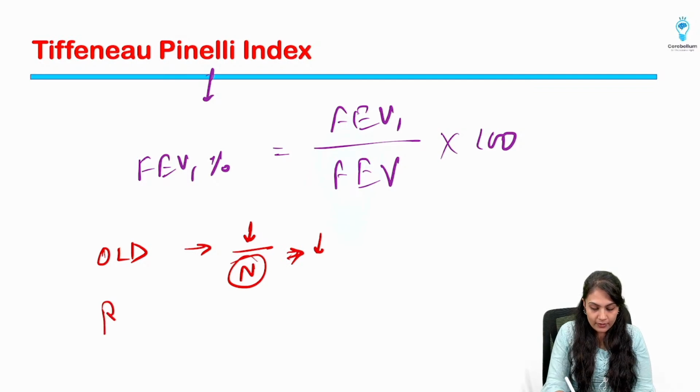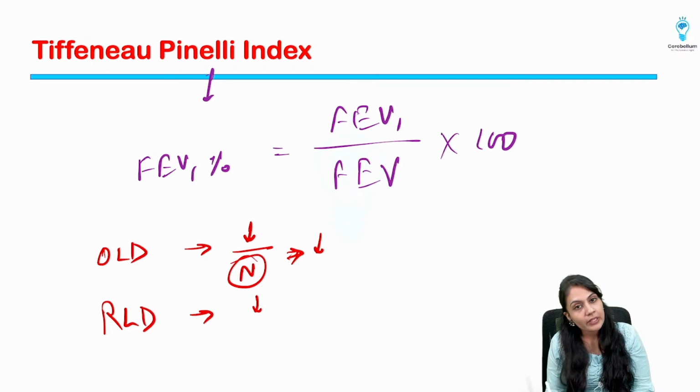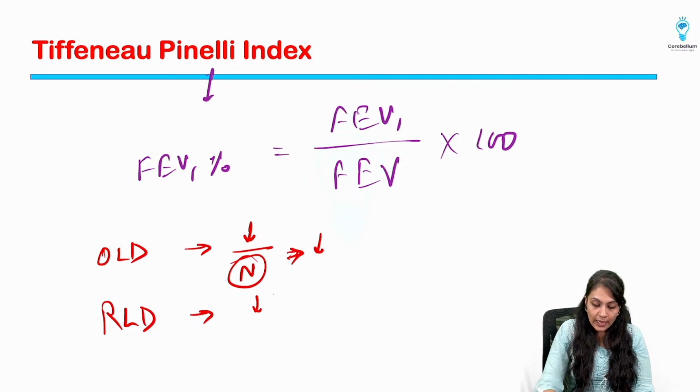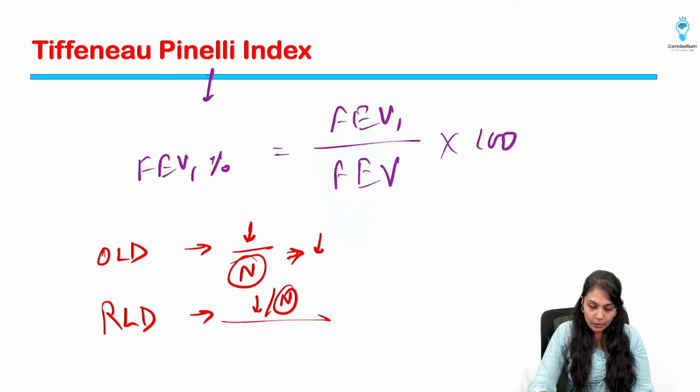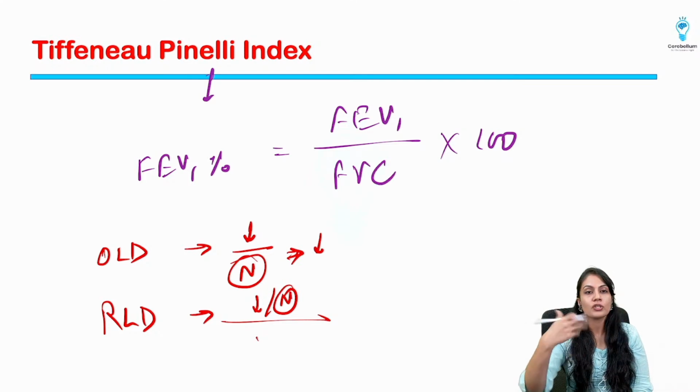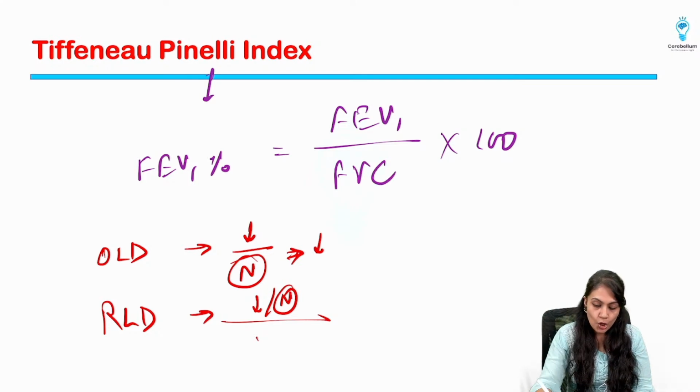On the other hand, in restrictive lung disease, both are less. That means the FEV1 is also less. But remember, in the initial condition, it can be normal. As the severity progresses, this is going to decrease. But remember, the denominator should be FVC, that is the total amount of air which is coming out, the forced vital capacity.